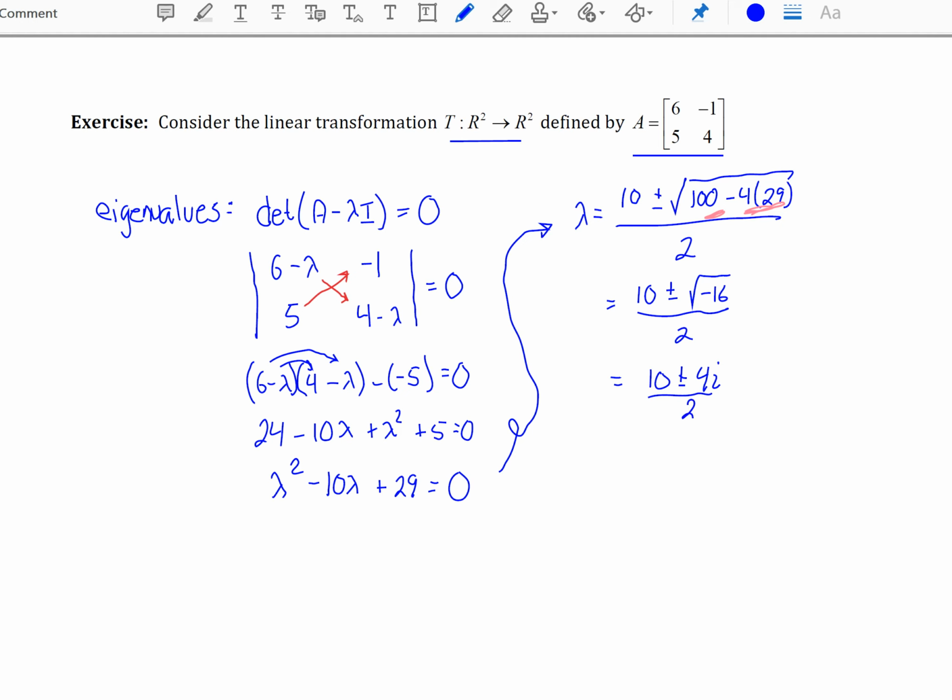Now, a common mistake that students make is only simplifying by canceling the 2 and the 10. But remember, you have to simplify all of these terms. You should get 5 plus or minus 2i. And notice that there are two eigenvalues here. There's 5 plus 2i and 5 minus 2i. But they will always be complex conjugates of each other. These are our eigenvalues associated with this transformation.